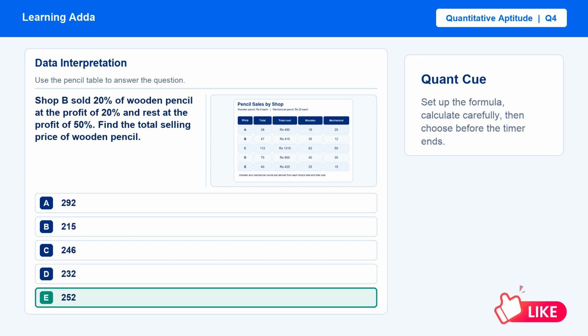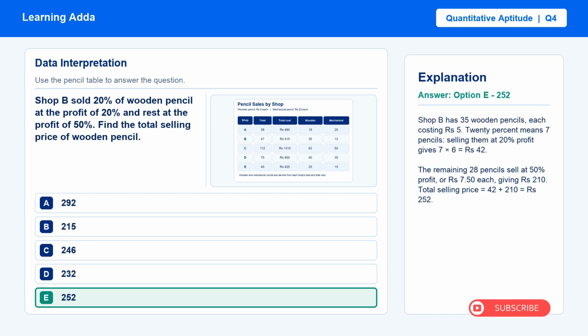The answer is option E 252. Shop B has 35 wooden pencils, each costing ₹5. 20% means 7 pencils, so selling them at 20% profit gives 7 multiplied by 6 is equal to ₹42. The remaining 28 pencils sell at 50% profit or ₹7.50 each, giving ₹210. Total selling price is equal to 42 plus 210 is equal to ₹252.